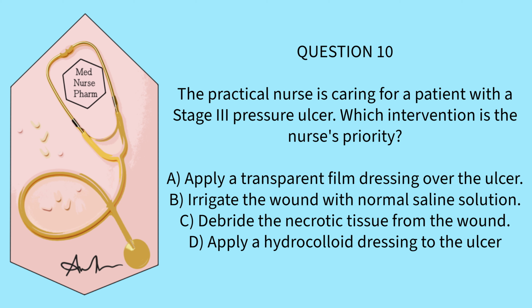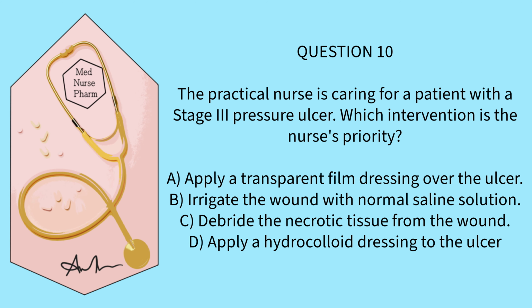Question 10. The practical nurse is caring for a patient with a stage 3 pressure ulcer. Which intervention is the nurse's priority? Apply a transparent film dressing over the ulcer. Irrigate the wound with normal saline solution. Debride the necrotic tissue from the wound. Apply a hydrocolloid dressing to the ulcer.